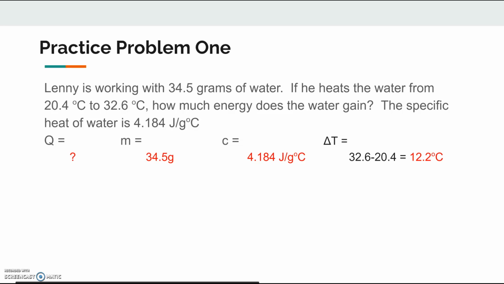If he heats the water from 20.4 degrees Celsius to 32.6 degrees Celsius, these are the 2 temperatures that we need. Our final temperature is 32.6 degrees Celsius, and our initial temperature is 20.4 degrees Celsius. Therefore, the difference between the final and the beginning temperature is 12.2 degrees Celsius. We also know that the specific heat of water is 4.184 joules divided by grams degrees Celsius. So this will be aligned with C. Therefore, what we're missing and what we need to calculate is Q.